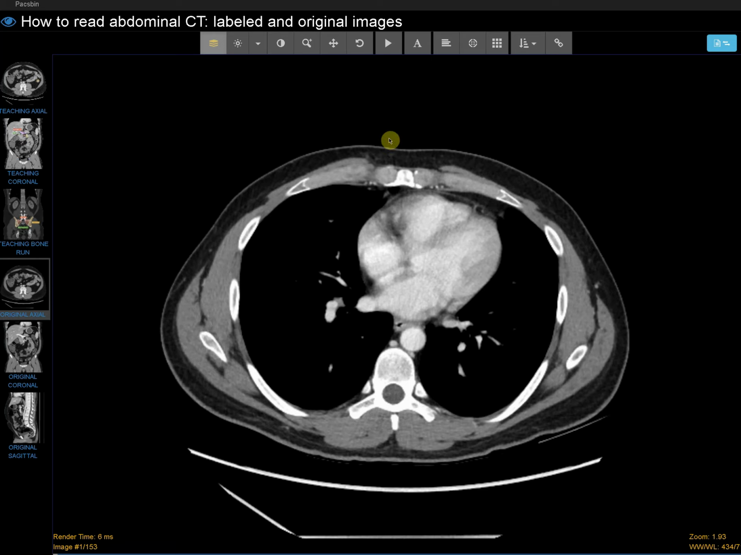Hi guys, in this video we'll talk about the anatomy of the abdomen and pelvis in the CT. I have this pulled up in PACSBIN. This was created by Dr. Michael Hartung from Wisconsin. Let's get started.